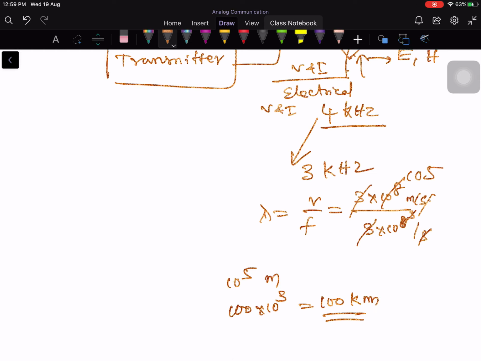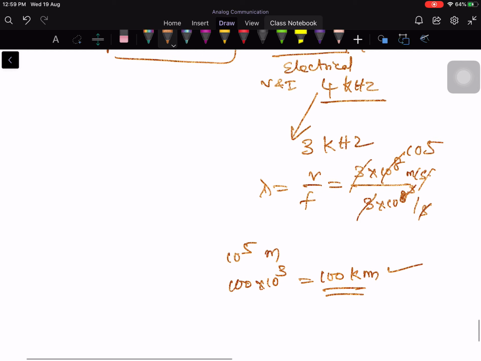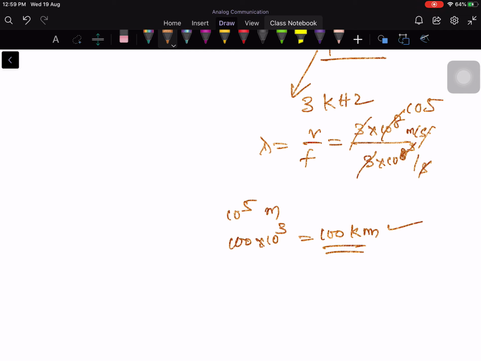So that is 100 times 10 to the power 3, which is 100 kilometers. So in order to radiate your voice signal, your antenna size should be about 100 kilometers. So it is practically impossible. How do you design an antenna and fabricate it? Unless you have an antenna of the order of 100 kilometers, it is impossible to radiate it. So you can see that there is a problem here. I want to transmit a voice signal through free space by radiation, but the antenna size is very, very large in dimension. It will simply not be possible to have such an antenna.